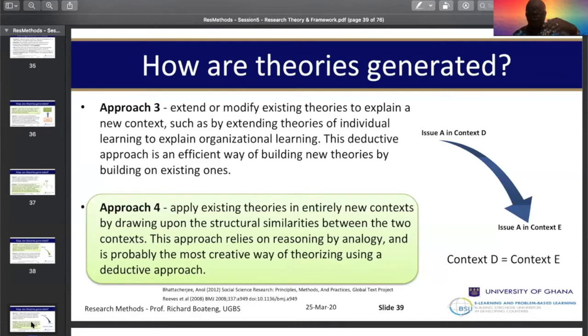The third one, you take an existing theory and extend it to a different issue. So at one level, the theory was used to explain a phenomenon A, and you take it to a different phenomenon it can be applicable to, but in order to develop a new theory for that new phenomenon you are studying.